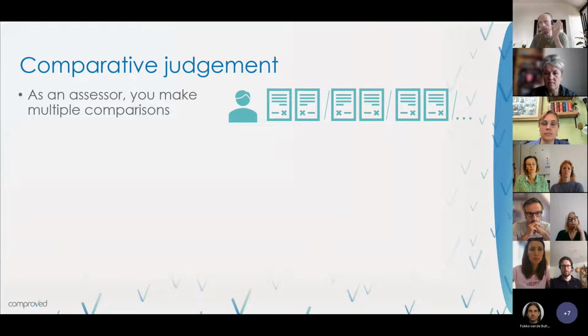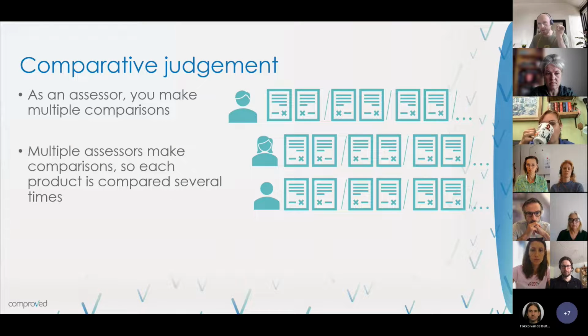So you choose as an assessor between those two which one is the best, and you get a lot of pairs to choose in. So you only state, okay, this one is better than the other one. You make multiple of those judgments. You're not doing this alone.